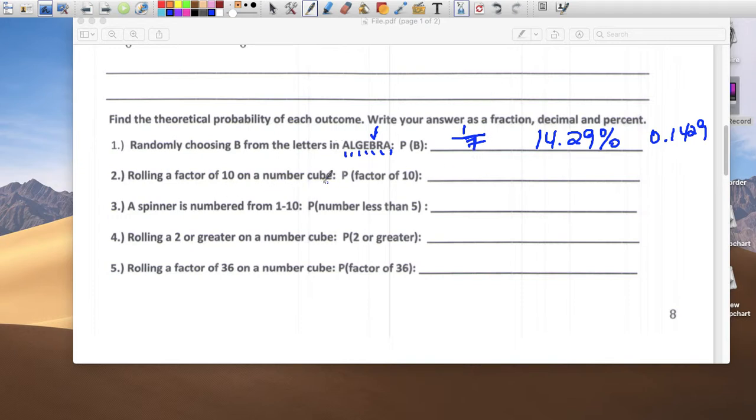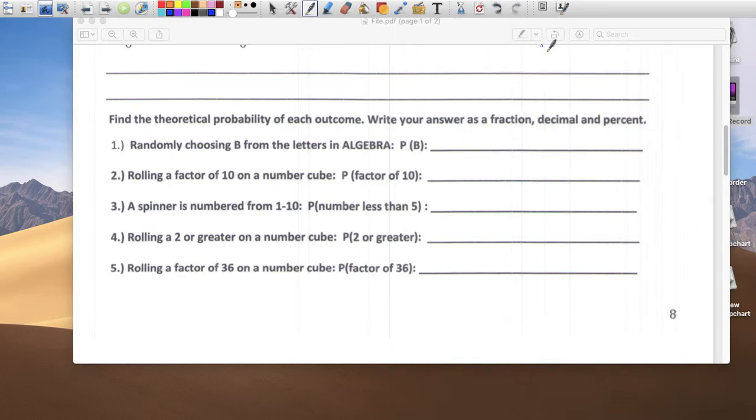Rolling a factor of 10 on a number cube. So again, we are talking about a number cube. Which are factors of 10? It's going to be 1 and 10, 2 and 5, and that's it. On this die, we have a 1, a 2, and a 5. There's no 10 here. So it'd be 3 out of 6, and 3 out of 6 is the same thing as 50% or 0.5.